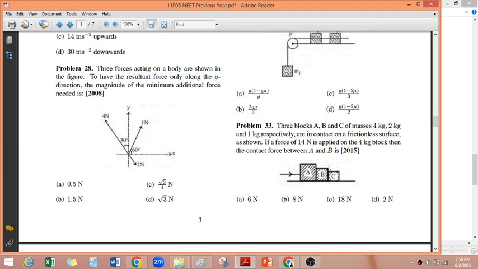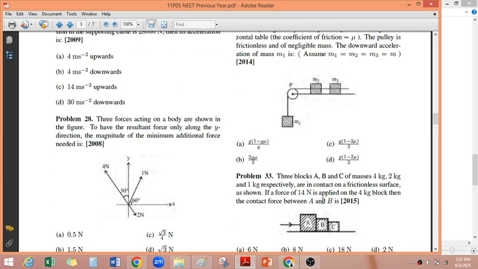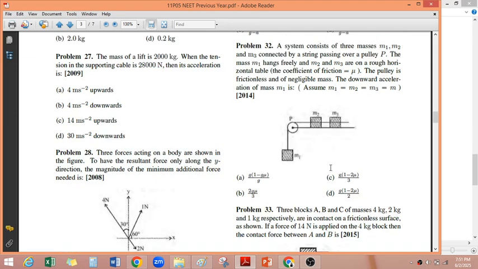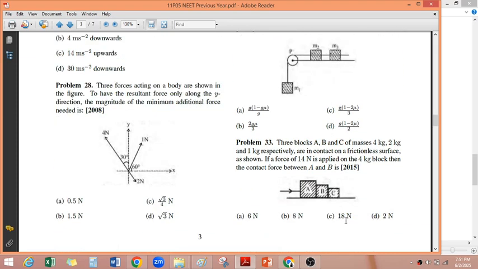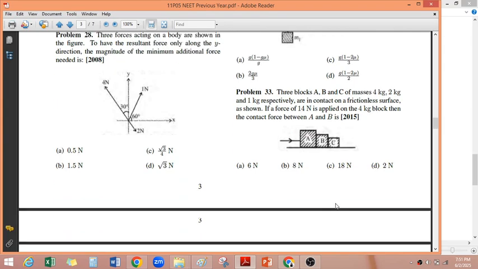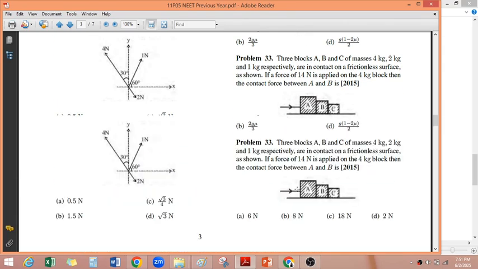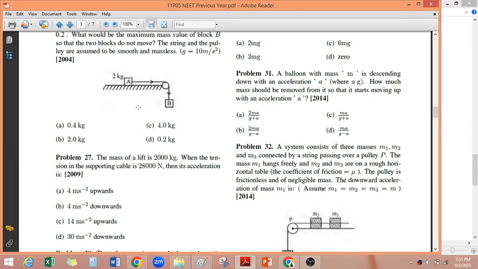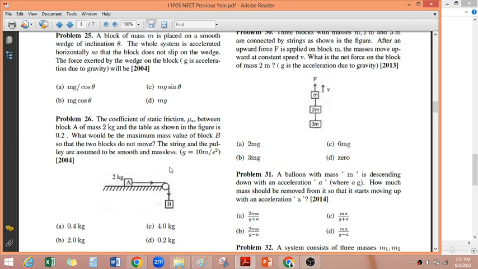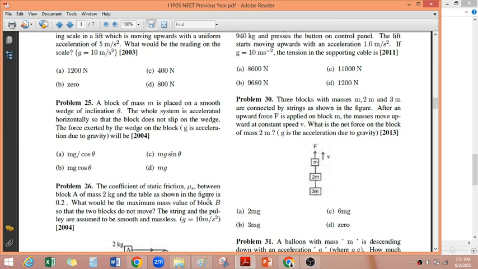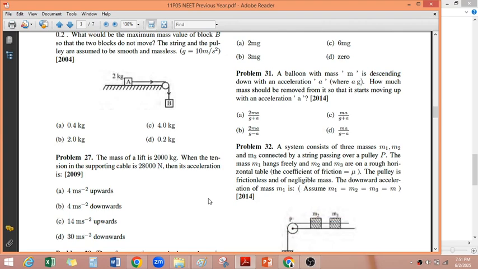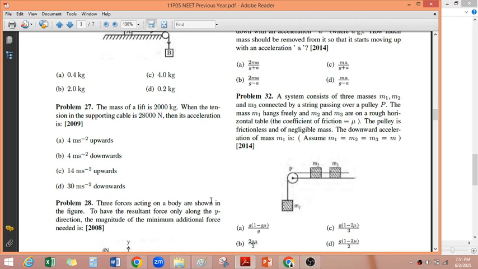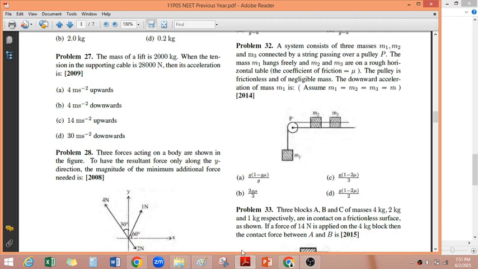Yeah. So very often you will get these kind of connected bodies, like connected with a string, connected with a rope, lift problems, and sometimes blocks in contact. So the concepts are somewhat similar. So we can try this tension. I think we did some tension based problem here. Inclined plane problem, tension based, string based problems, lift based problems, right? So these are all constant regularly asked questions.